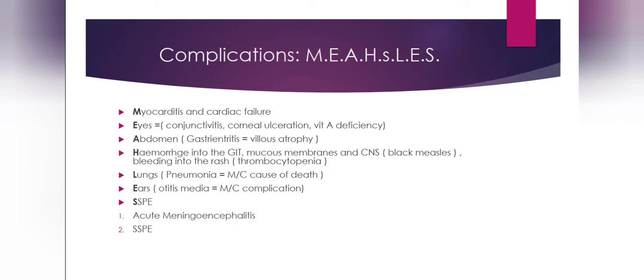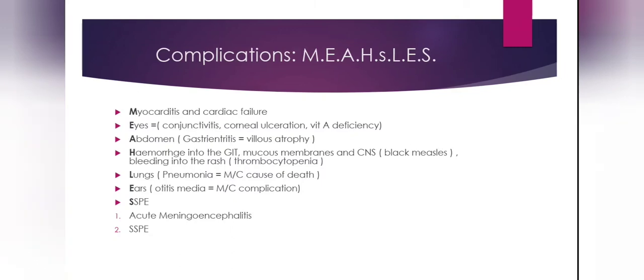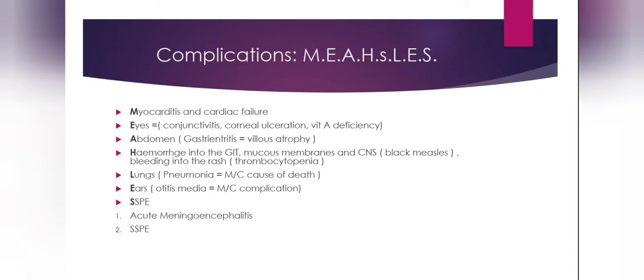And from the word H, you can make hemorrhage into the GIT, the mucous membranes, and CNS, the triad of which is called black measles. And you can also remember bleeding into the rash from the word H, due to thrombocytopenia. And in the lungs, it can cause a bacterial pneumonia, which mainly consists of staph. It mainly is due to lymphopenia caused by measles. Pneumonia is the most common cause of death in measles.